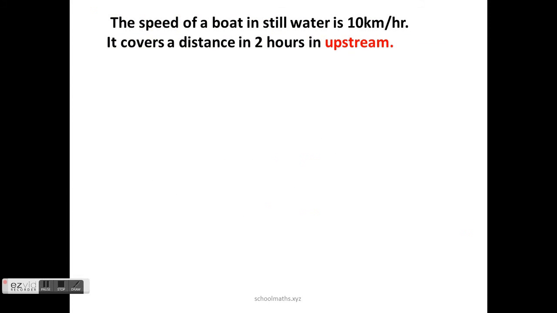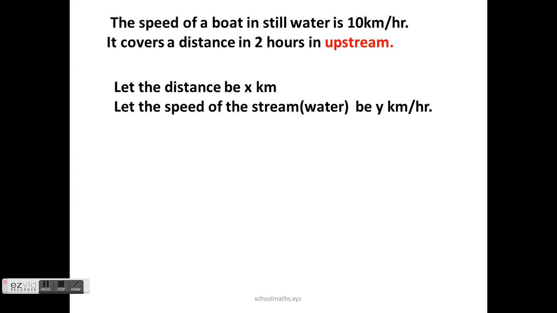The speed of a boat in still water is 10 km per hour. It covers some distance, which is not given, in 2 hours in upstream. In upstream, when we are traveling against the water, the speed will become less. In downstream, speed will be more. The distance we are taking as x kilometer, the speed of the stream, water or current, be y kilometer per hour.